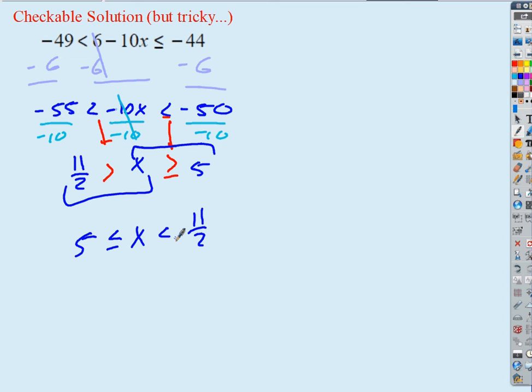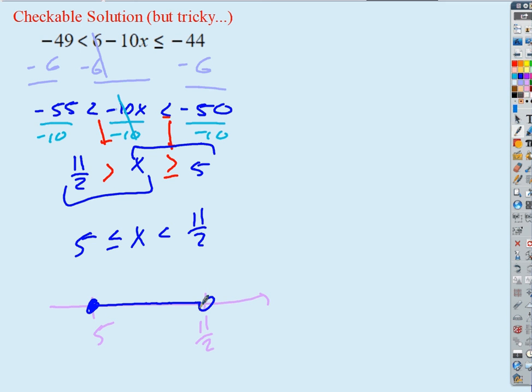Yeah, okay, everybody see that? So on this one, I'd have to verify I've got two boundary values, don't I? If I look at what the solution looks like, in the graph of the solution, there's 5 and there's 11 halves. Right? So I got two boundary values to check.